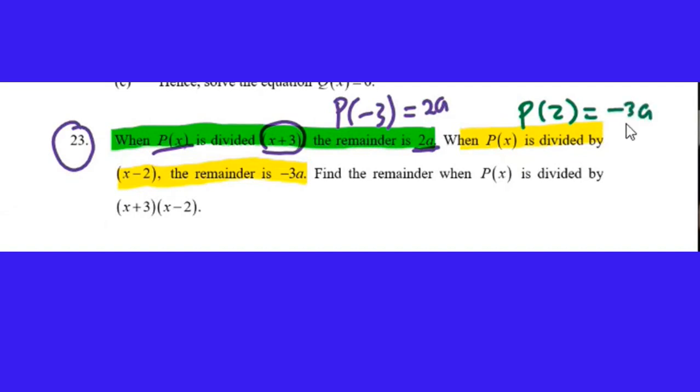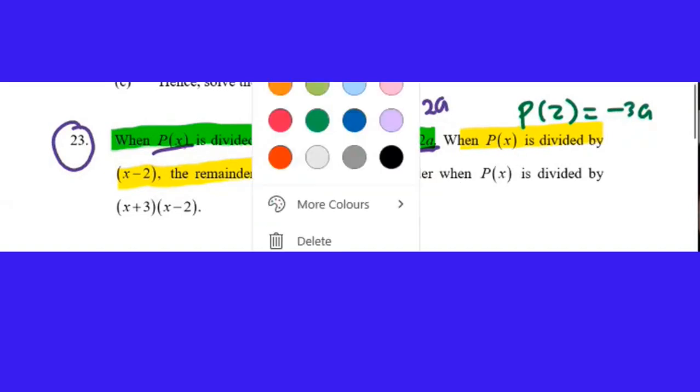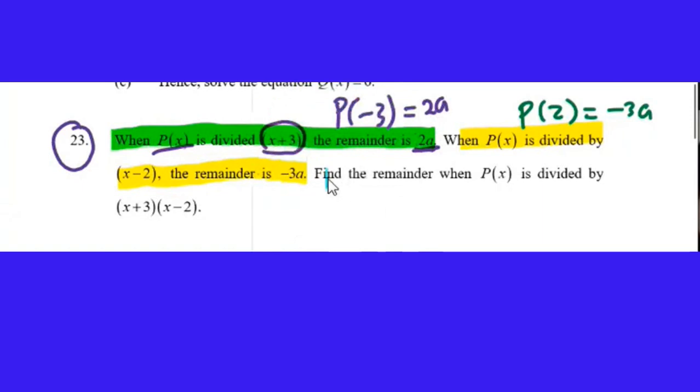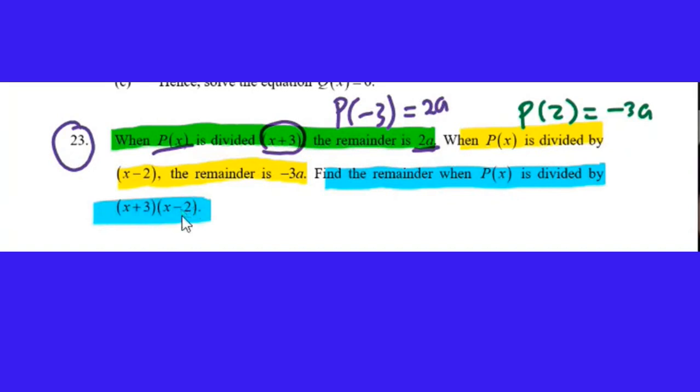Yes. Senang je. Then find the remainder when P(x) is divided by both. Okay, so find remainder. P(x) is divided by x plus 3, x plus 3.